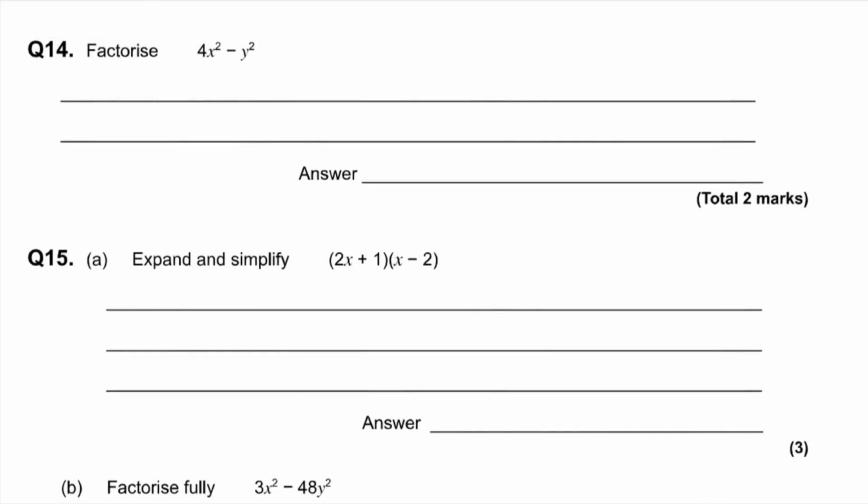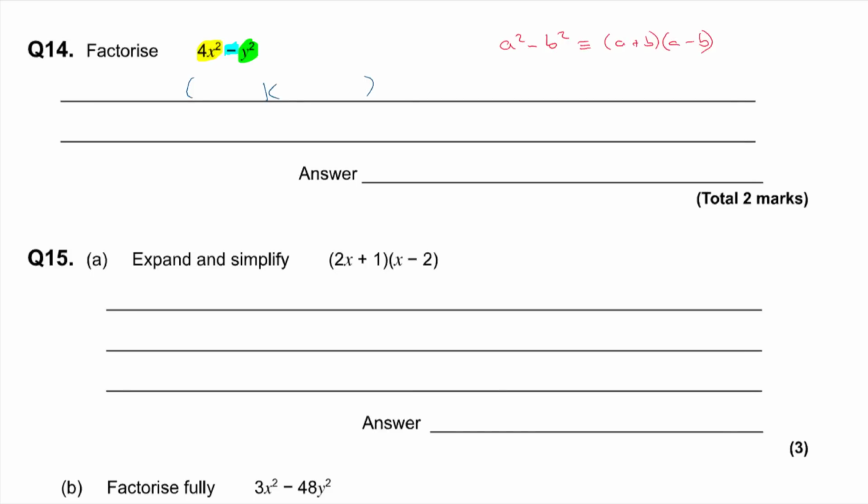Question 14, factorise 4x squared minus y squared. Now this one is commonly known as the difference of two squares. This is a square, this is a square, and this mathematically is the difference, so it's the difference of two squares. Difference of two squares always factorises into two brackets. The identity that I think about is a squared minus b squared is identical to a plus b, a minus b.